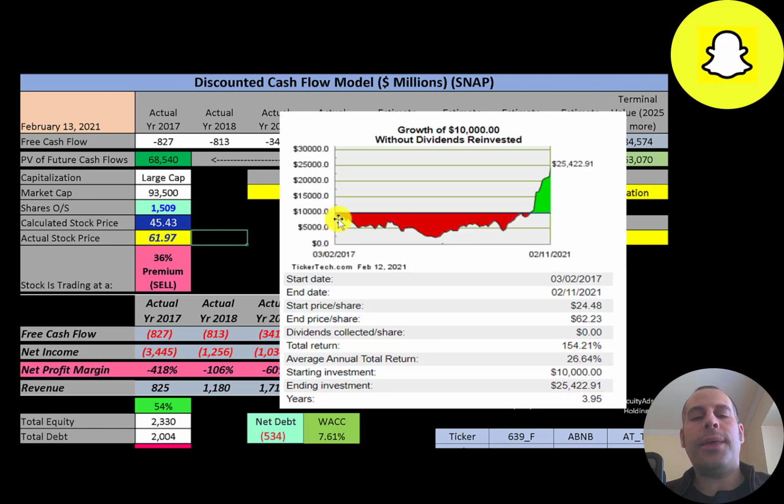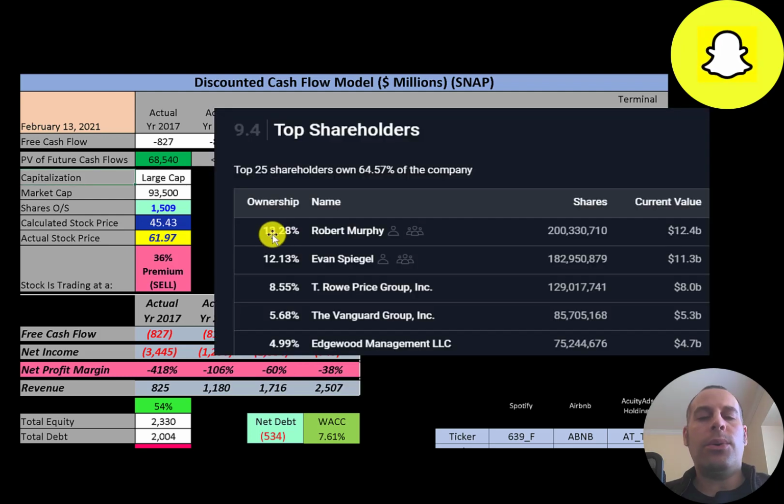If you invested $10,000 into this company when it IPO'd, you would have been down for a long time, but if you held out, you would have more than doubled your money. The owners of the company own the most stock, then T. Rowe Price, then Vanguard, then Edgewood Management.